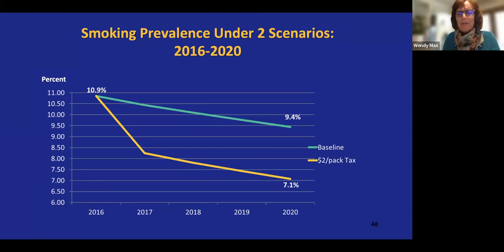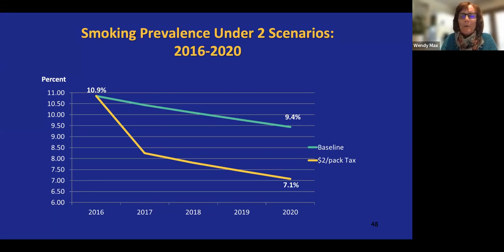The green line shows you the baseline case. And as I said, we want to acknowledge that this is just smoking. Smoking prevalence is going down over time. We have a very effective tobacco control program, despite the fact that the tax has not changed over time.